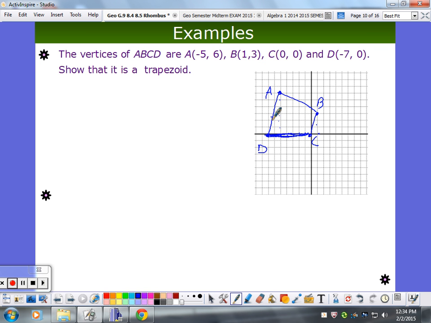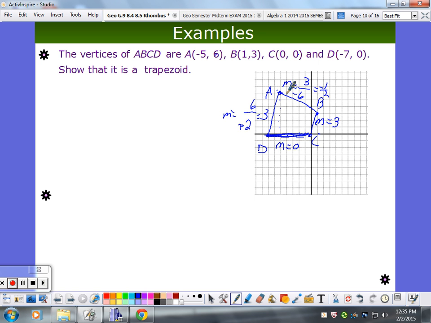What's the definition of a trapezoid? It's a quadrilateral with one and only one pair of parallel sides. How do I show if sides are parallel or not? Slope. Let me find the slopes. Slope of AB: 6 minus 3 is 3, and negative 5 minus 1 is negative 6, so negative a half. That's the slope of that one. Slope of BC: 3 minus 0, that's just 3. This one I can see what this slope is, right? 0, and if you use CD, that's 0. And then AD: 6 minus 0 is 6, and negative 5 minus negative 7, that's positive 2.